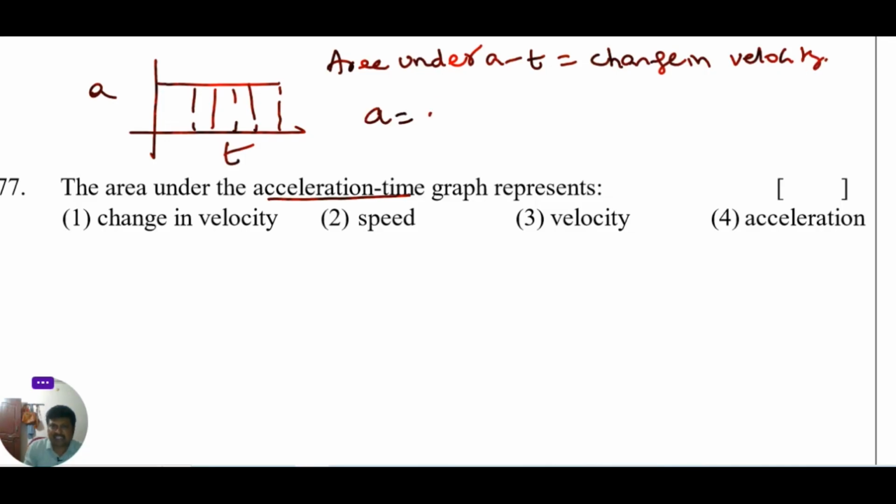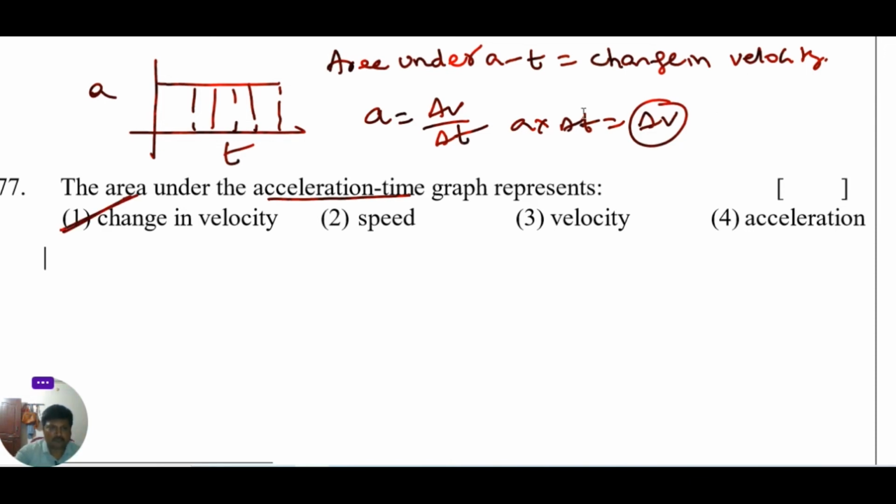Why? Because acceleration is equal to rate of change of velocity. So acceleration into time is equal to change in velocity. So the area under the acceleration-time graph represents change in velocity. So option 1 is the right answer. Next, go to the 78th question.